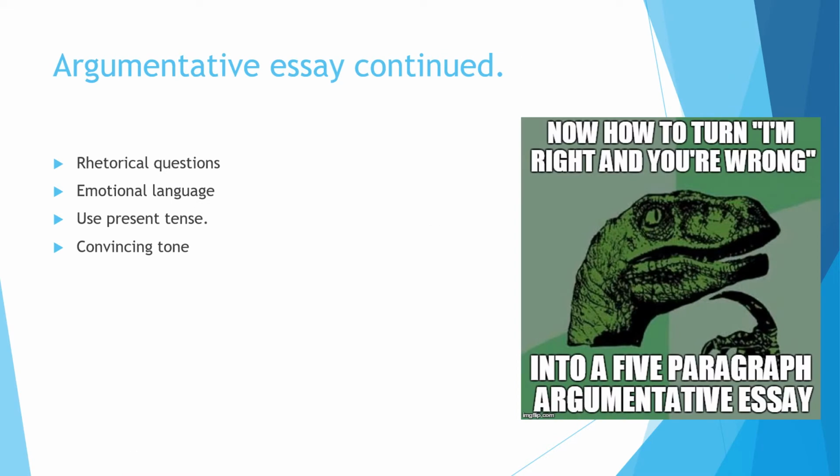Argumentative essay continued. Use rhetorical questions. This is a good way to get your reader on your side. Remember, rhetorical questions are ones that have obvious answers that your reader will begin to think about in their mind and therefore start to side with your side of the argument. Use emotional language to sway the opinion of the reader towards your side of the argument. Arguments are usually done in present tense, and your tone should be convincing.